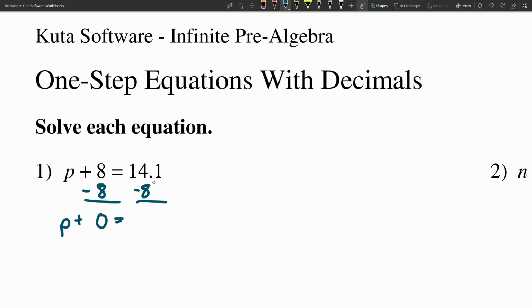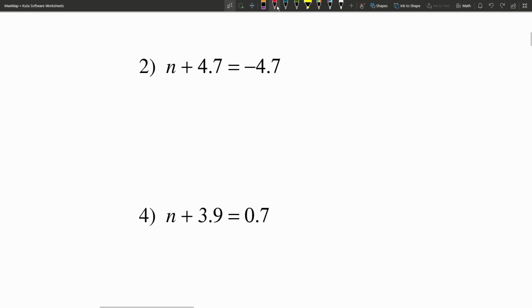And then we have 14.1 minus 8. This one we can do in our heads. We know that 14 minus 8 is 6, so 14.1 minus 8 is going to be 6.1. So we get that p, since p plus 0 is p, equals 6.1. And what I like to do, I like to box my answer once I get that final solution.